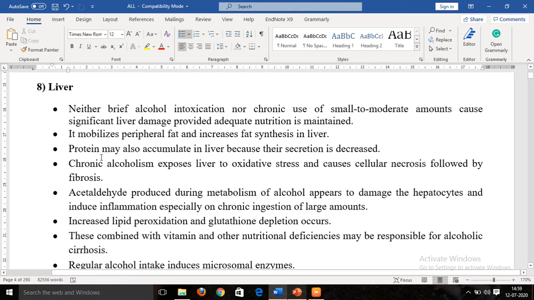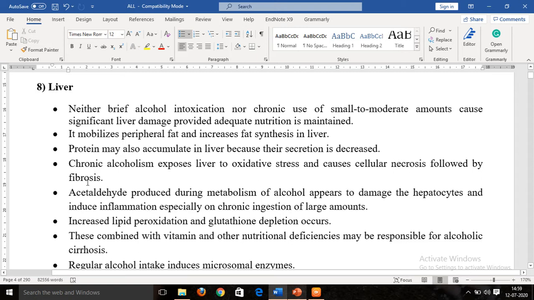The next action is on the proteins present in the liver. The amount of proteins within the liver may also be increased. That is, they may start accumulating in the liver. This is happening because their secretion is decreased, that is, secretion of the proteins from the liver is decreased. That's how the protein accumulation will start in the liver.